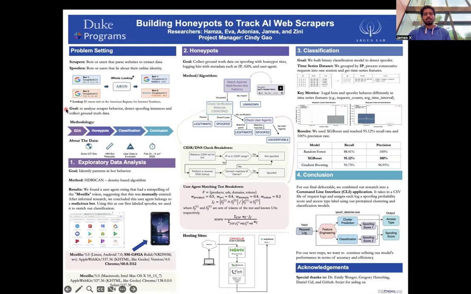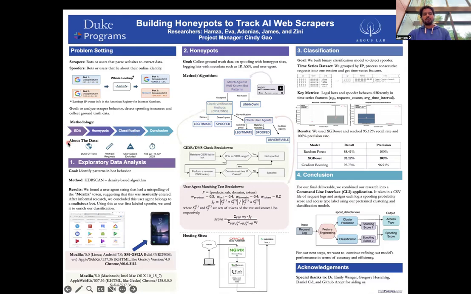So our goal with this project is to analyze scraper behavior, detect spoofing instances, and collect ground truth data to improve our models that detect spoofing. We will do that by performing some EDA to learn more about the data. Then we will build honeypots to collect ground truth data for our models. And then we will build machine learning models to detect spoofing instances. Finally, we will conclude our work by packaging everything in a CLI application.